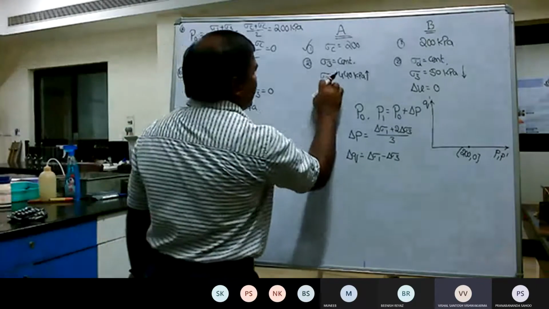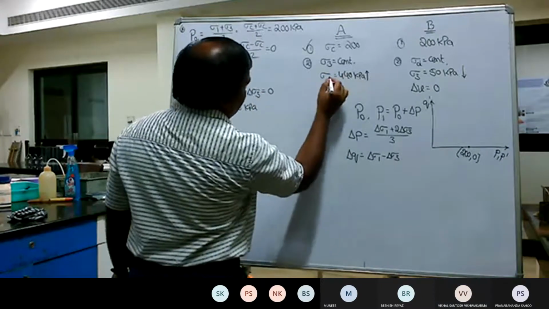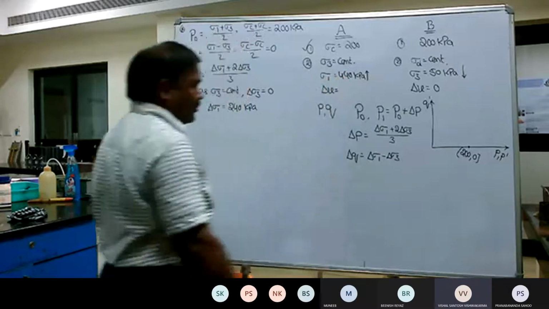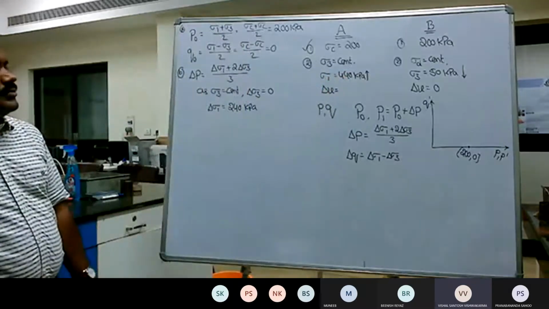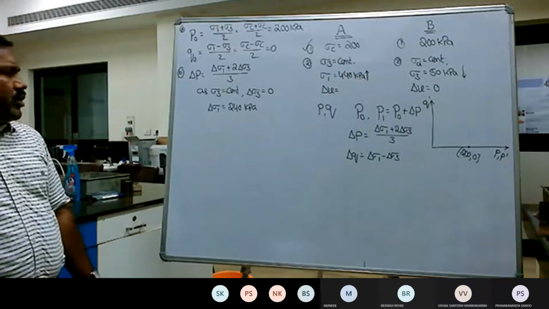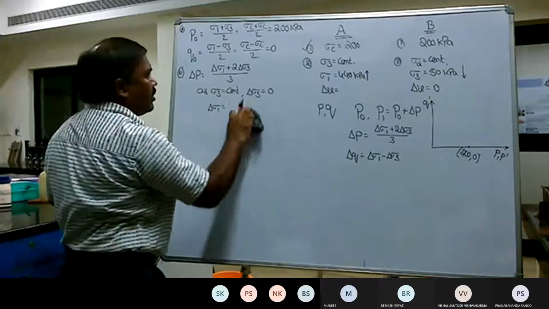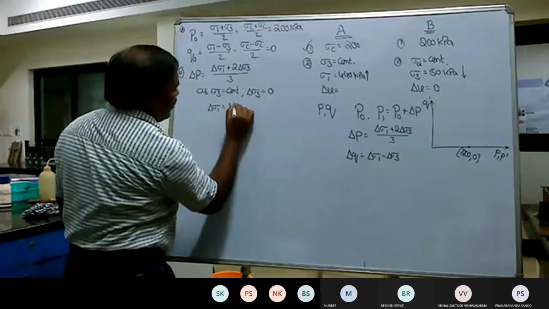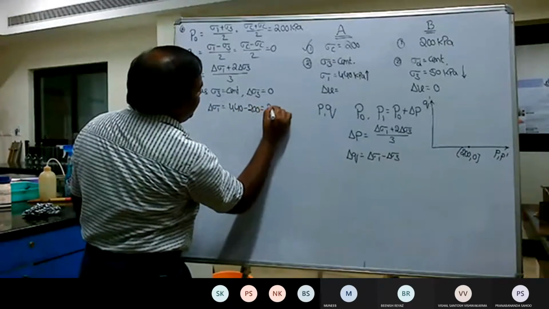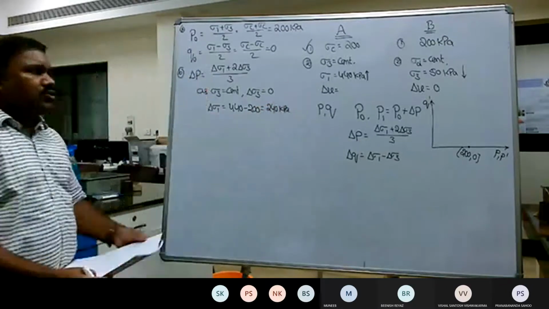So if you take this, it is 440. Initially, sigma 1 is 200. Now it is increased to 440. You know? So 440 minus 200 is 240. So delta sigma 1 is 440 minus 200, so this is 240 kilopascals.